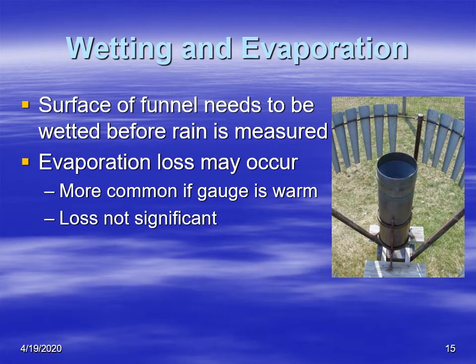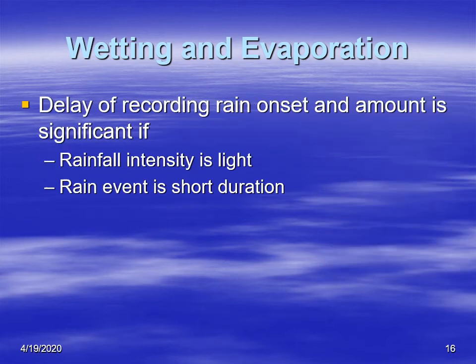Another problem is wetting and evaporation of precipitation as it starts to fall. So as rain starts to fall, the surface of the rain gauge starts to wet. If there's a funnel, of course, the funnel needs to be coated with water before the water will flow down the funnel. If the precipitation is very light and the rain gauge is very warm, then you're going to get evaporation and losses in the measured amount of precipitation. Typically, the amount of loss is not real significant, but it can occur. And of course, there may be a delay in recording precipitation if the rainfall intensity is very light and the rain event is very short, because it takes time to wet the rain gauge or the funnel.